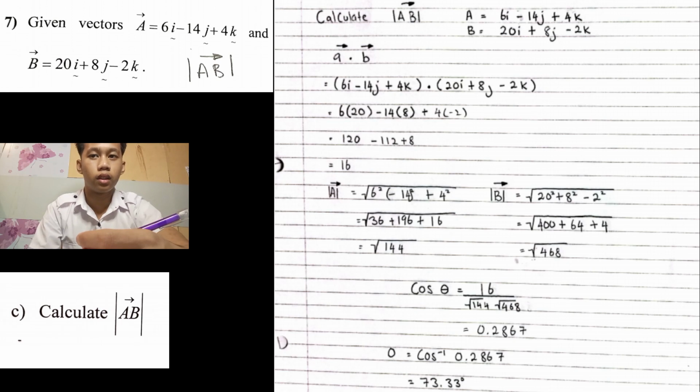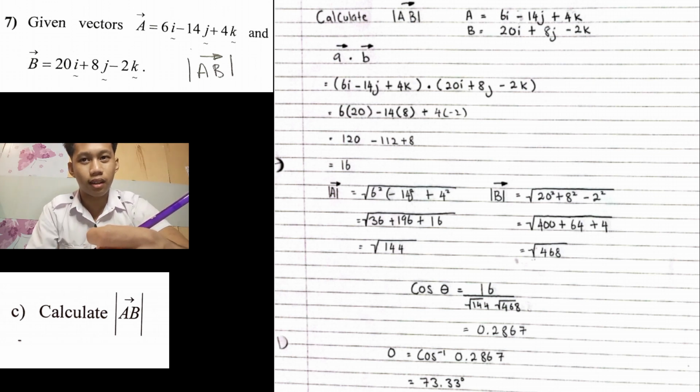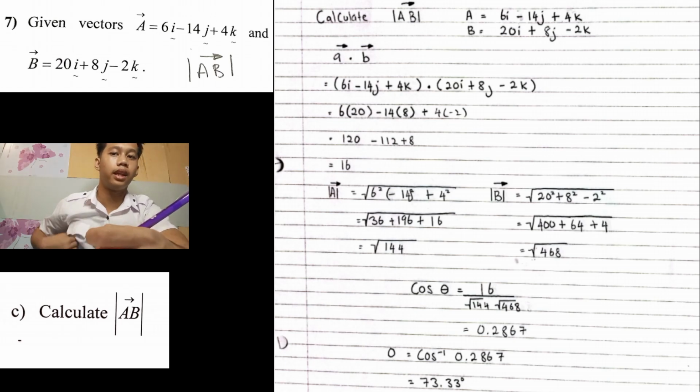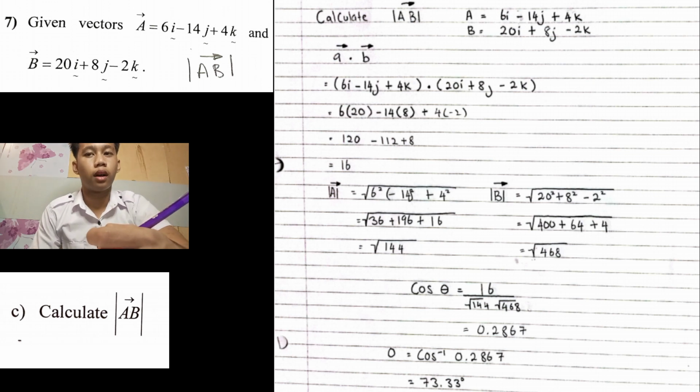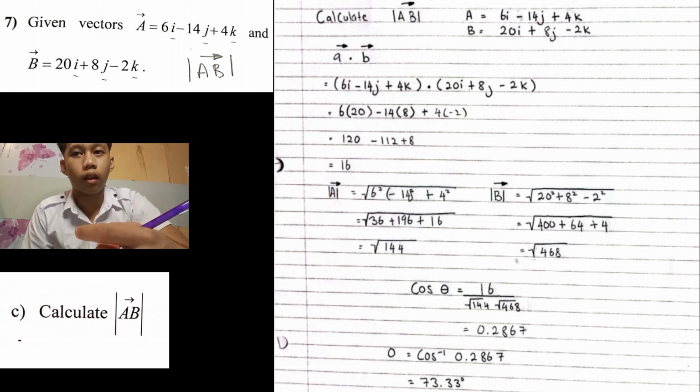Okay, and third step is 6 bracket 20 bracket, minus 14 bracket 8 plus 4 bracket minus 2. Your answer is 120 minus 111 plus 8. Source of power 2 is 16.